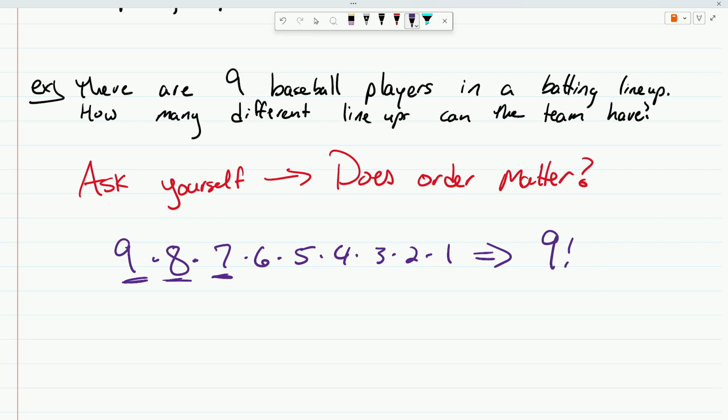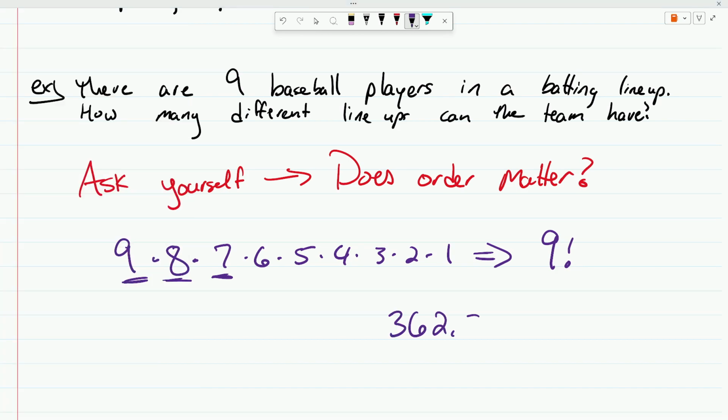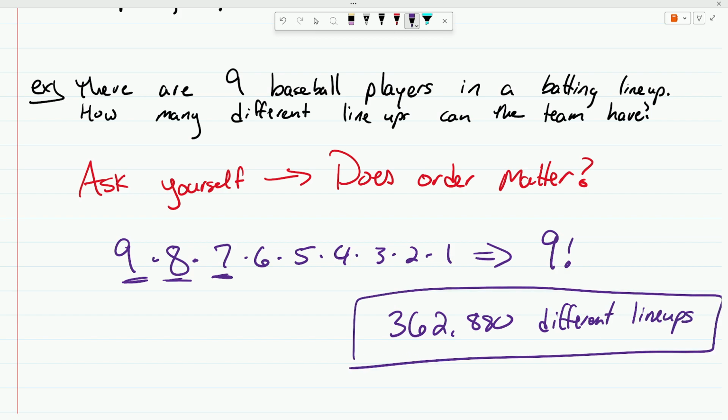So what is 9 factorial? Well, I don't know. Let's find out. I'm going to grab my calculator, though I know that much. All right, so let's turn it on. 9 factorial. 362,880. So that's a lot of different lineups you can have with just 9 players.